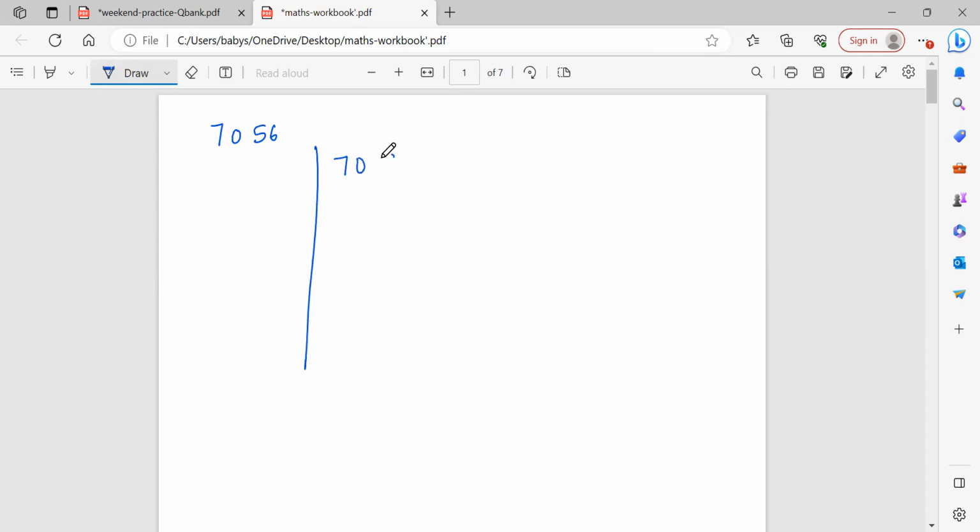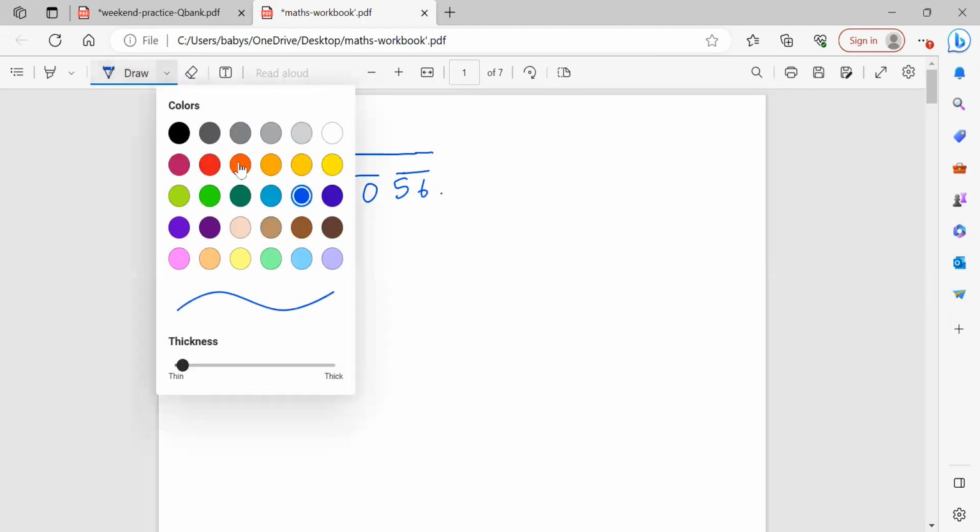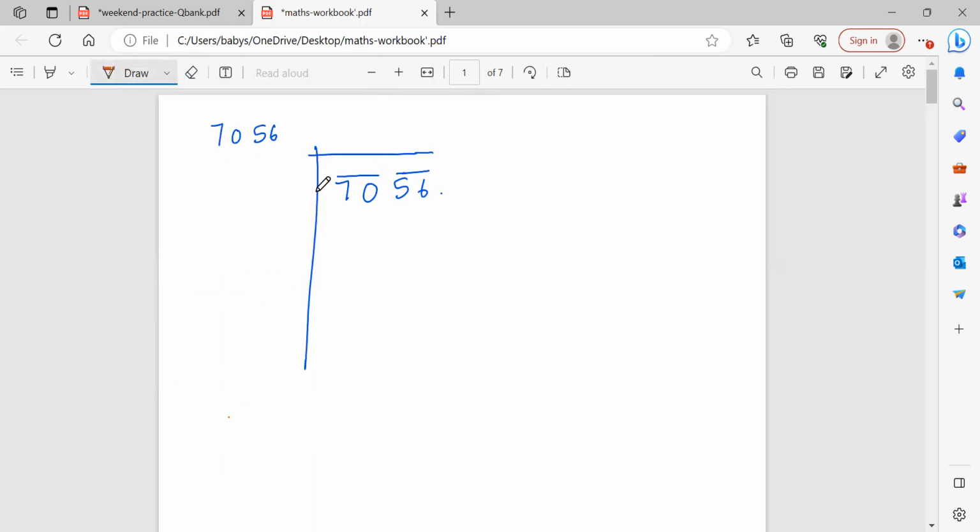So 7056. As per the grouping technique, I told you we'll have to make pairs. I'll have to rewrite it like this: 7056, and we have to group these two because our hypothetical decimal point is here, right? So outwards from the decimal point, we have to group. Now let's apply the long division procedure.